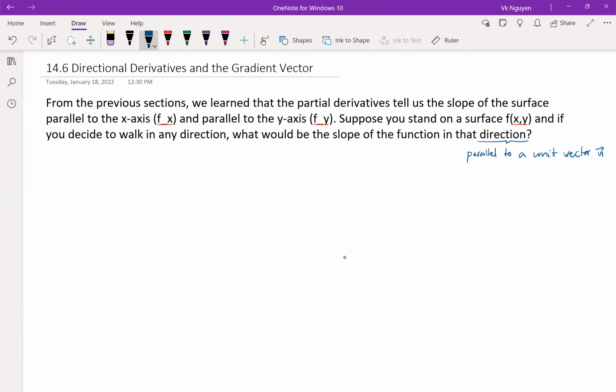The reason why we use the unit vector u is because it just makes it easier to do the computation. The magnitude of u is 1. So that is the reason why we want the direction to be parallel to a unit vector u. So let's draw this thing now and see how we can do it.